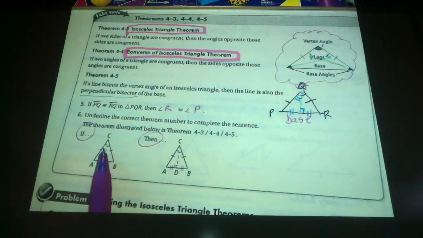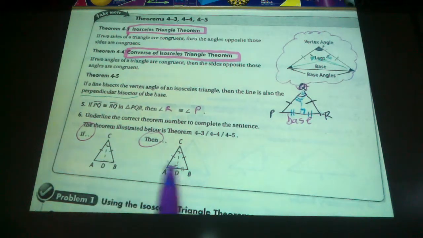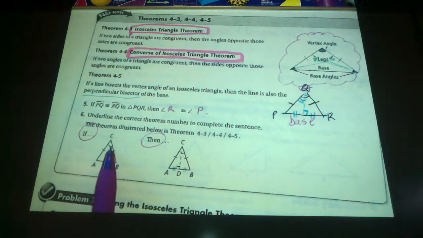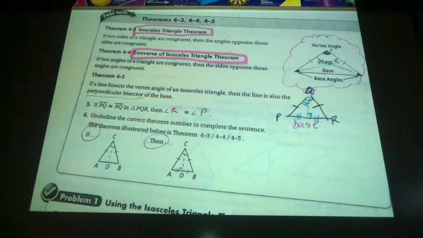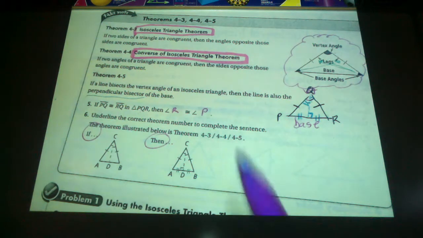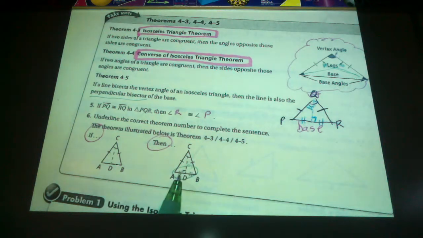So we still have that angle and that angle congruent here and here. We still have the sides congruent here and here. So we know it's an isosceles triangle. We know that that's a vertex angle that has been bisected. What's the new thing over here? What's the new markings? Don't you have double tick marks here and a right angle marker here?